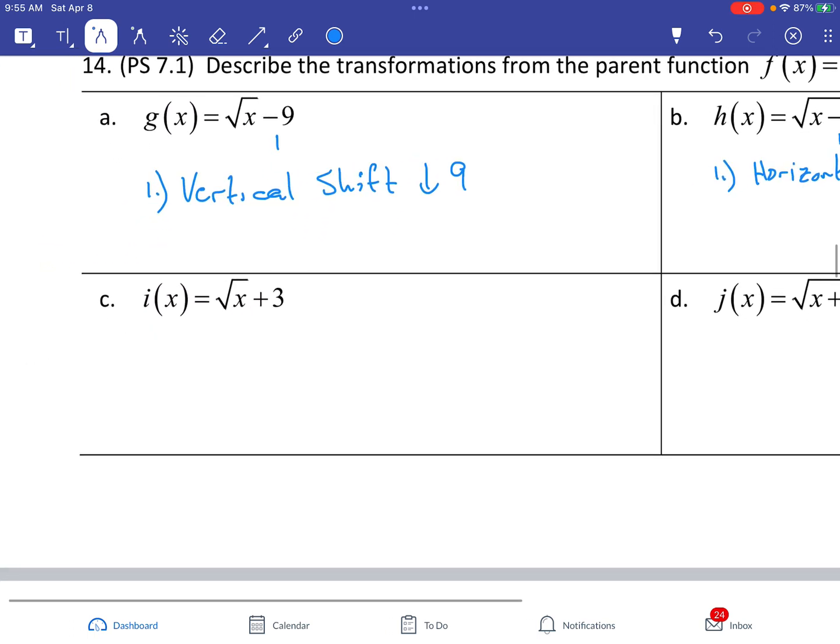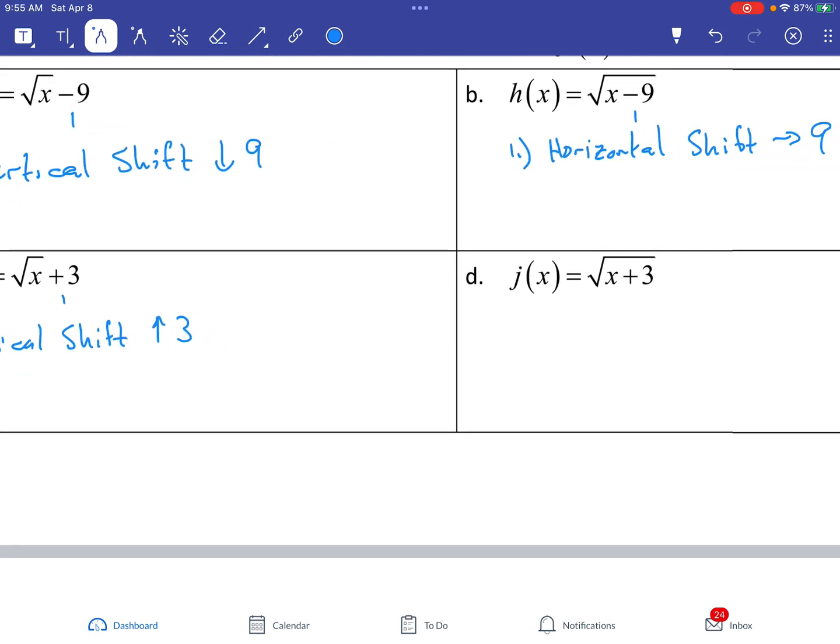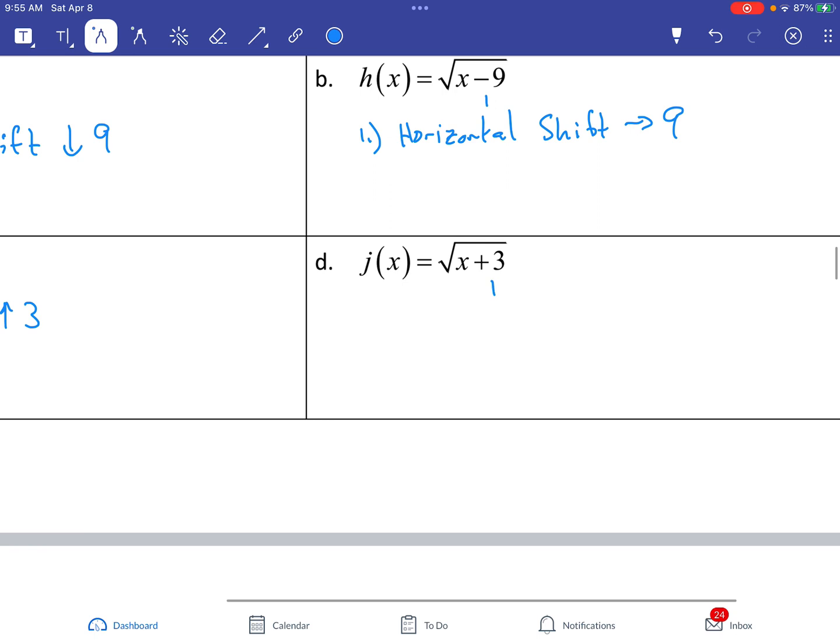Part C. Again, we only have one transformation. Since we're adding on the outside, it's a vertical shift. It's going up by 3. And lastly, one transformation, we have a horizontal shift. Since it's plus on the inside, it's going left by 3.